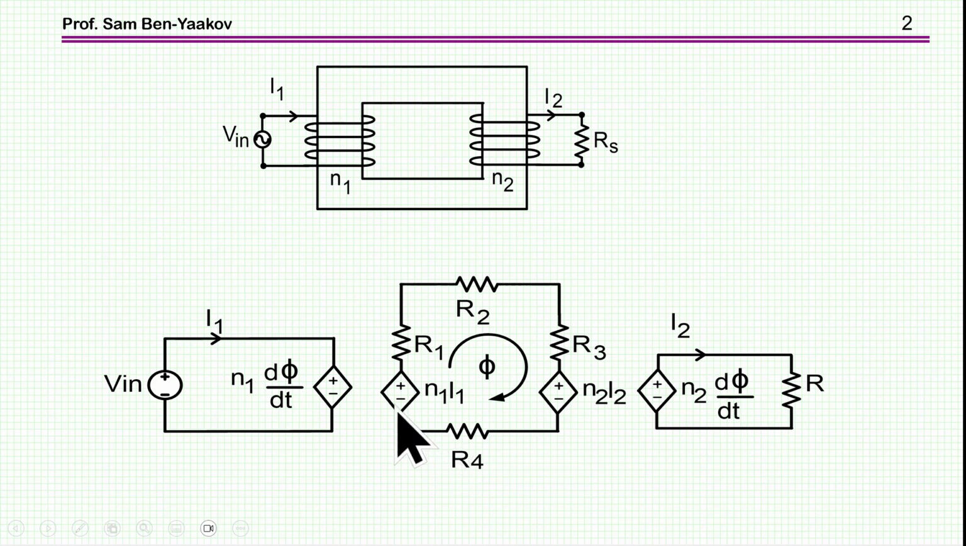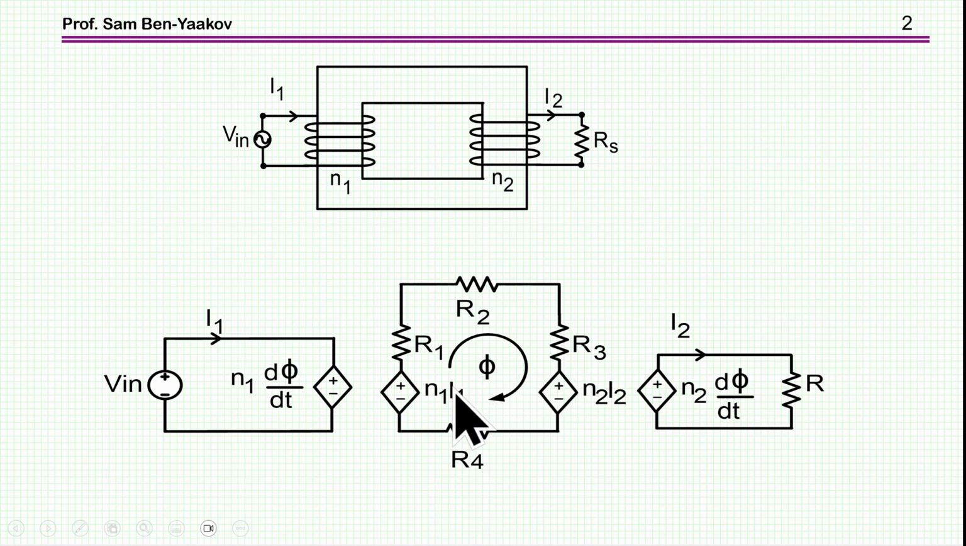Now what we have here is the MMF generated by these dependent voltage sources. This dependent voltage source is N1 times I1, where N1 is the number of turns of the primary, and I1 is the current of the primary, the input. And then we have another dependent voltage source, which is N2 I2. Again, it is related to the output, in this case I2, and the number of turns of the output. So these are generating the MMF. So the voltage here is MMF.